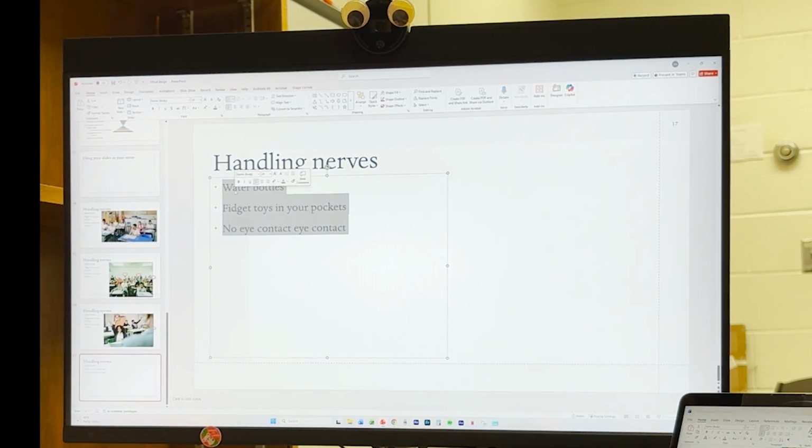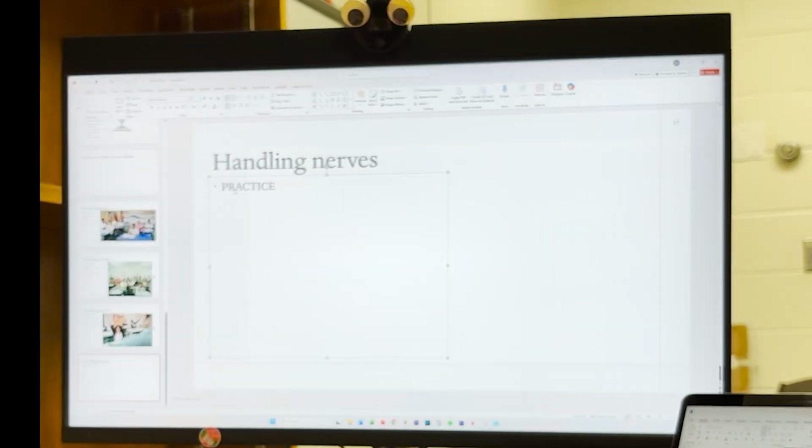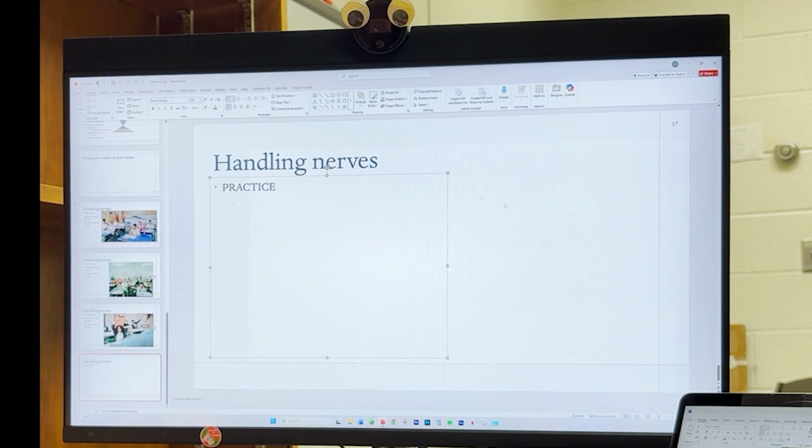Last but not least, the best, most effective thing for nerves is practice. And I know, that sucks. It's what everyone says. I do take issue with the statement, practice makes perfect. My old dance teacher used to say practice makes permanent, and that's a lot more true. If you practice something a particular way a lot of times, that's going to be how you do it every time. That doesn't mean you're doing it perfectly. That means you're doing it the way that you practiced it. But practice is going to help you get over those nerves.